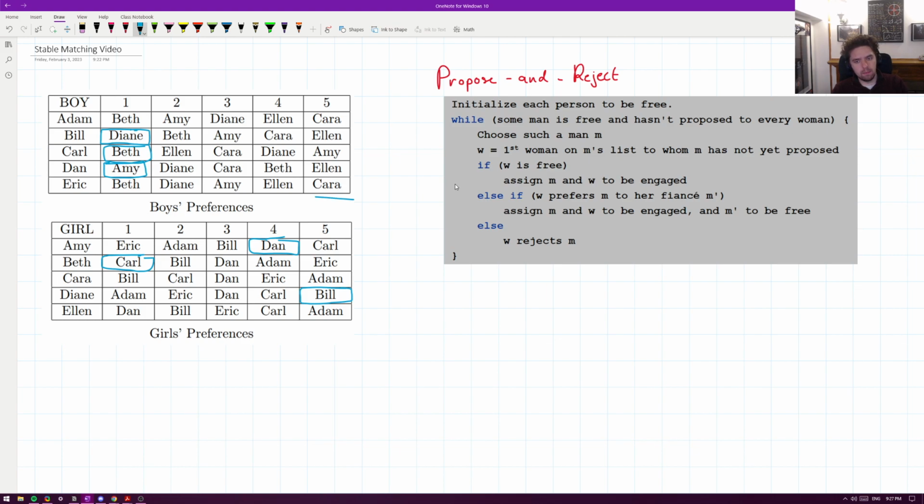Now, again, Beth is W. Is W free? No. Does W prefer M to her fiance M prime? That's not possible, because Beth already has her number one choice. Reject. So nothing is changed here. But what we should be keeping track of is who's rejected who. Eric has proposed to Beth but is not able to re-propose. It's like Adam has proposed to Beth, but is also not able to re-propose.